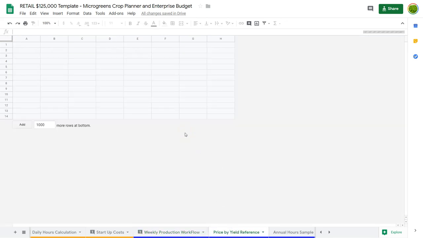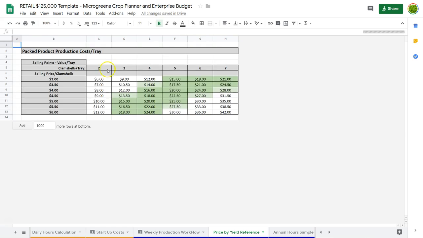This is just a little chart, taking its time loading here, with pricing on one side, the number of clamshells or small units we're getting per tray, and then what that looks like for pricing. So if we have clamshells we're selling at $3 each and we get seven per tray, that tray is worth $21. If we price them at $6 per clamshell and we're getting seven per tray, that tray is worth $42. I've highlighted this area as the area where you're most likely to find yourself.